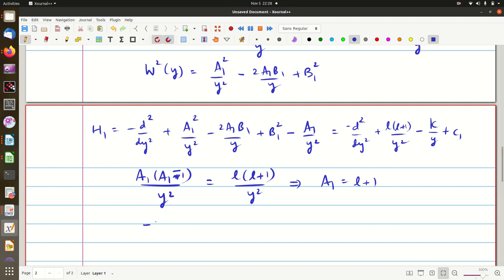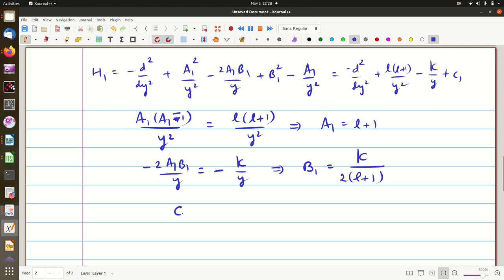And minus 2a1 b1 by y is equal to minus kappa by y, so that will give us b1 equal to kappa by a1, which is l plus 1, and 2 is there, so 2 times l plus 1. And c1 is equal to b1 squared, which is kappa squared by 4 times l plus 1 whole squared. So we got a1, b1 and c1. So we can easily formulate now W of y.